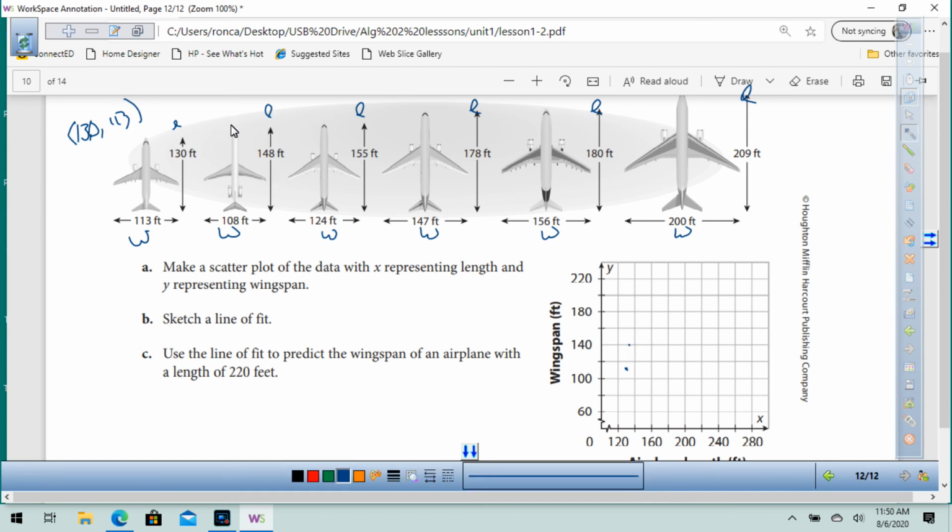And then the next one we got is 148, 108. So that's 140, that's going to be 148, and then 108. That's maybe like right there. Okay. The next one is going to be 155, 124. So let's say 155 right in there. 124 is going to be, we'll say maybe right in there.